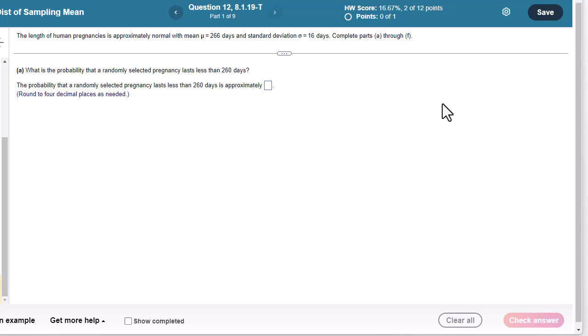The length of human pregnancies is approximately normal, with a mean of 266 days. Standard deviation is 16 days. Complete parts A through F. What is the probability a randomly selected pregnancy lasts less than 260 days?